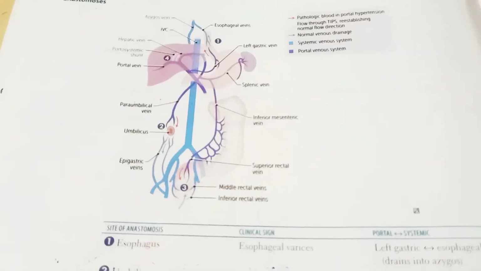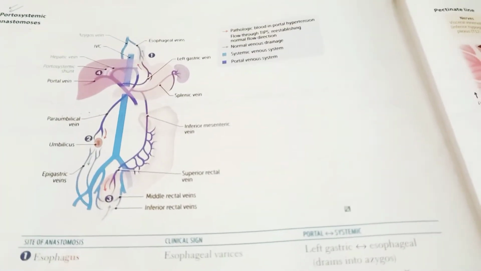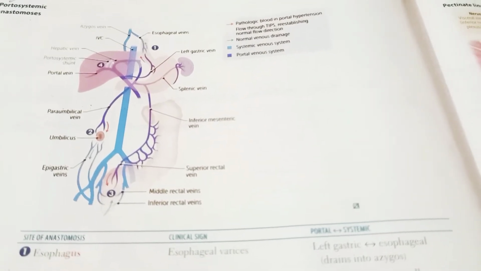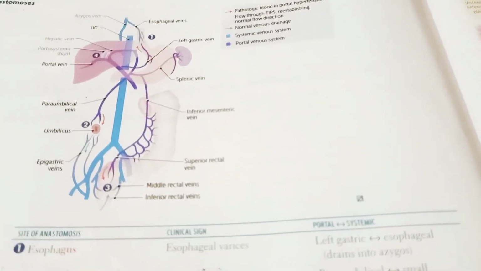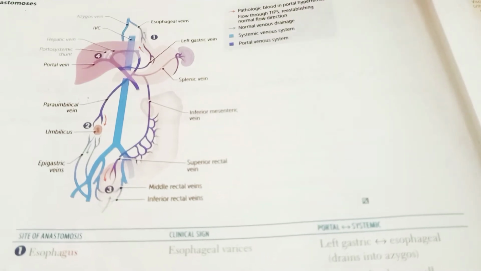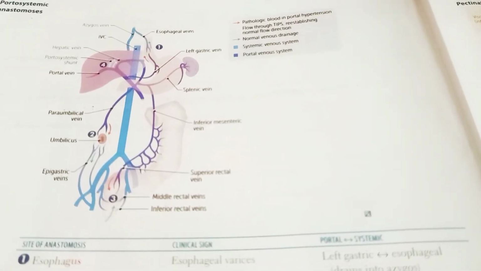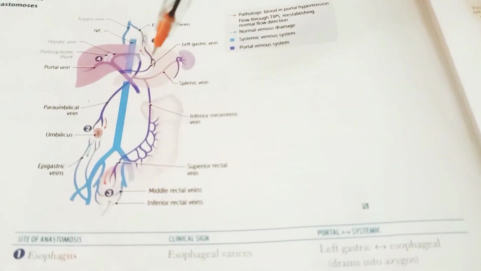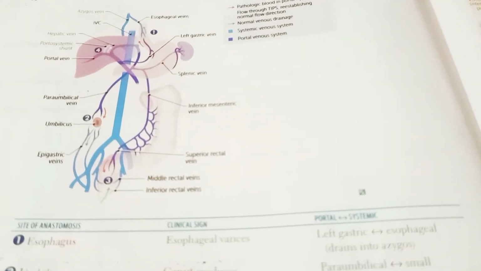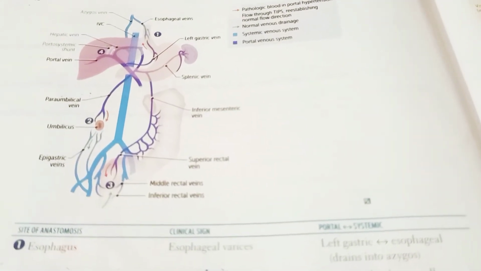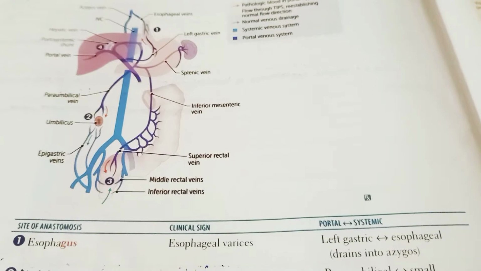So the first site is esophagus. Some people are getting blood as vomiting because of the esophageal varices. That is because of portal hypertension. The blood from the portal system is entering into the esophageal veins, and that is leading to increased pressure in esophageal veins, and that is esophageal varices.